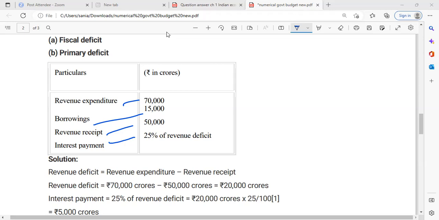And then you can find the primary deficit. Borrowing 15,000. Then can you find the primary deficit? What is the formula for primary deficit? Fiscal deficit minus interest payments. So I think you can. You have fiscal deficit as well as the interest payment. Interest payment, it's 5,000. Okay, just wait, let me try.